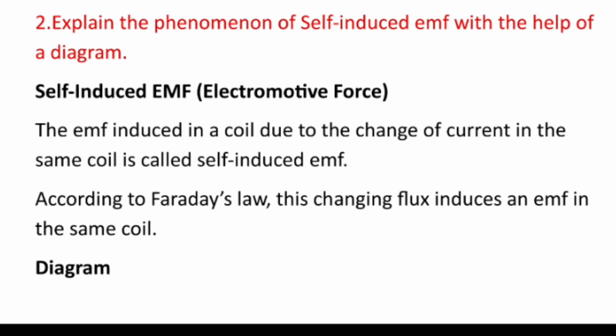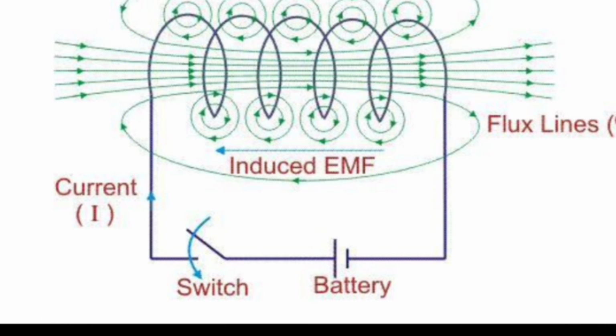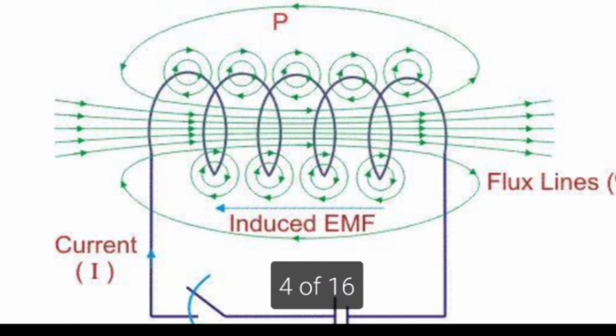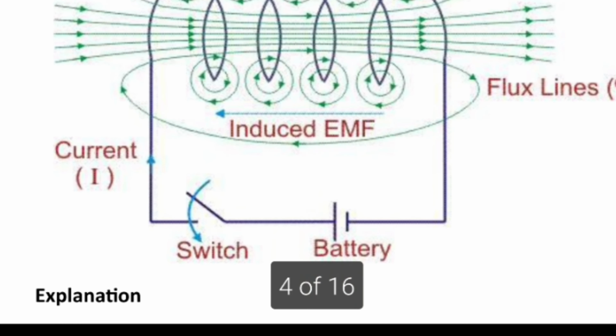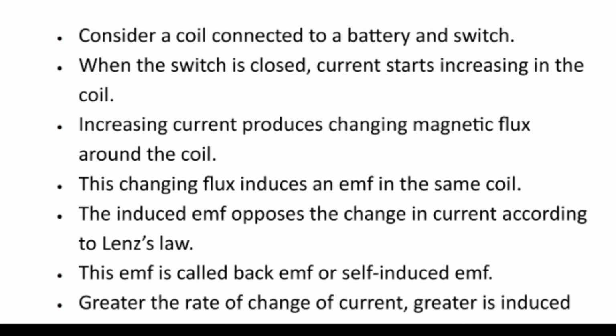Coming to the diagram, this is the diagram. This is the coil, the current which is passing, the switch and battery, the flux lines, and the induced EMF. This is the diagram. You can write it in the exam. Now the explanation part of the diagram.